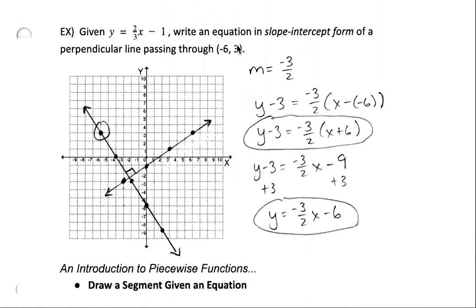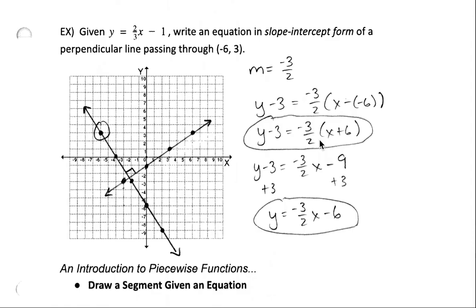So y minus the y value, 3, equals our slope, -3/2, in parentheses x minus the x coordinate, so x minus -6. Minus a negative turns into a positive, so let's rewrite it and instead say x plus 6 there. So there's our equation in point-slope form. We could graph it that way or choose to put it in slope-intercept form to graph.